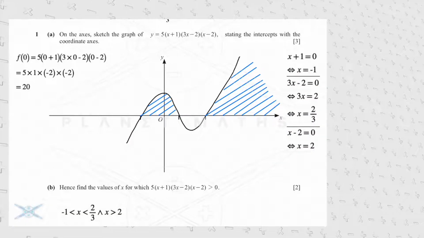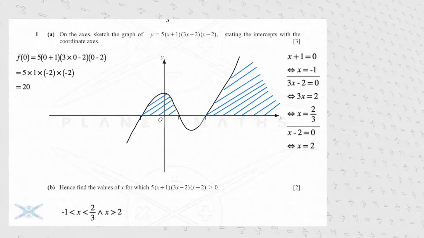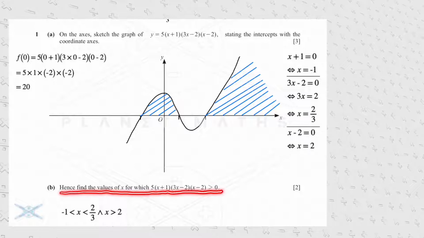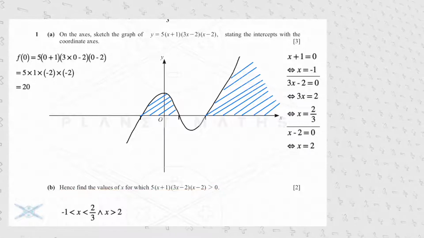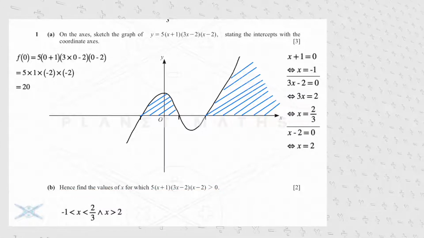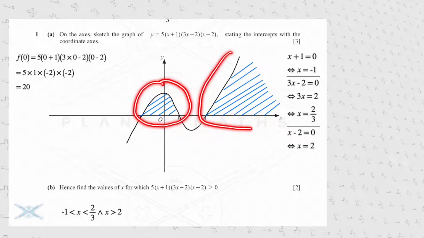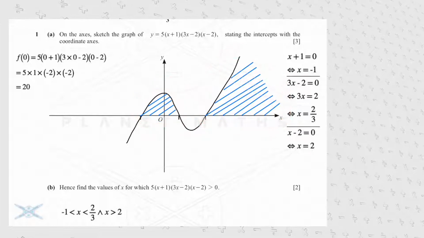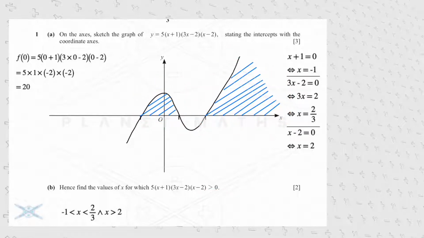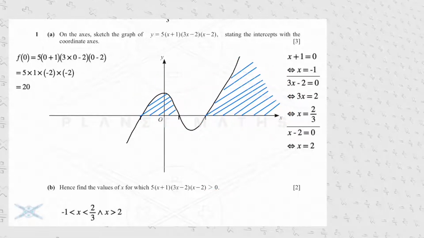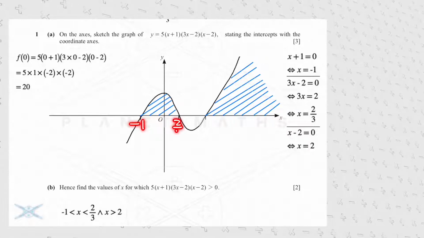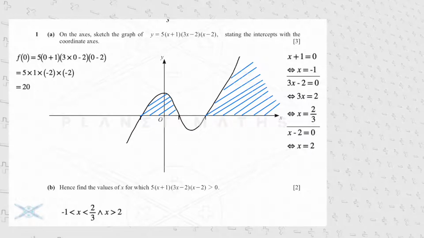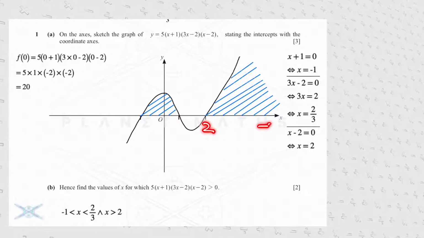Moving on to part b of exercise 1, here we are supposed to find the values of x for which the graph contains values that are larger than 0, and this can easily be spotted by closely inspecting the graph. All of those blue shaded areas are located above the x-axis, thus larger than 0, and this occurs for the interval of x being larger than -1 but less than 2/3, and again for the interval of x larger than 2 up to infinity.